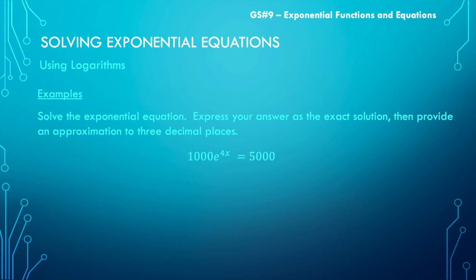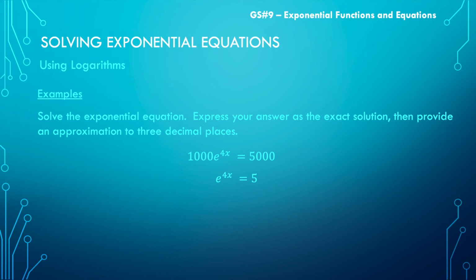All right, final example. We have 1,000 times e to the 4x is equal to 5,000. And the thing that's different here is the exponential piece is not isolated, right? It's encumbered by this 1,000. And so we want to get it out of the grips of this 1,000 by dividing it out on both sides. So we would divide both sides by 1,000. Oh, and isn't that nicer looking, right? e to the 4x is equal to 5.